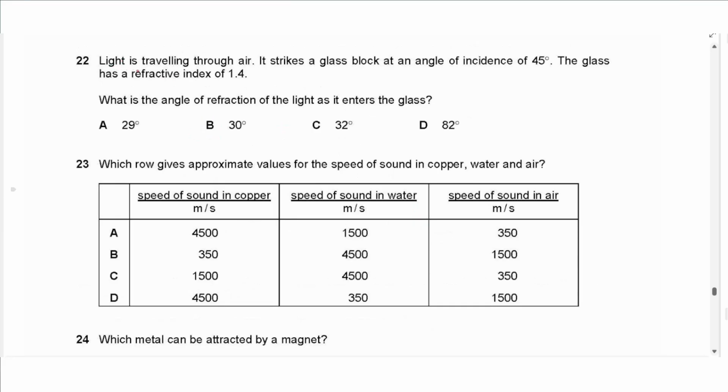Question 22 says light is traveling through air. It strikes a glass block at an angle of incidence 45 degrees. The glass has a refractive index of 1.4. What is the angle of refraction of light as it enters the glass?